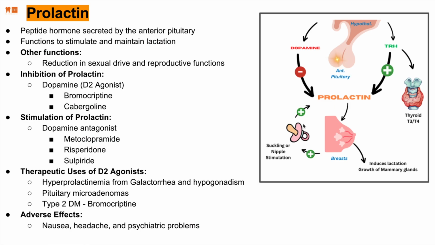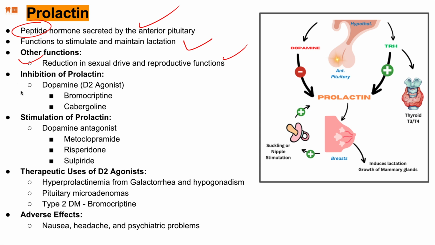Great. Now we're on to prolactin, the next hormone on the list. Peptide hormone, again, a peptide secreted by the anterior pituitary. Great. Functions to stimulate and maintain lactation. Other function? It reduces the sexual drive and reproductive function. It's just when you have a baby, right after the baby, you're feeding the baby. Your body's like, okay, let's wait till you have a second baby. I'm going to reduce the sexual drive and all the reproductive functions as well.